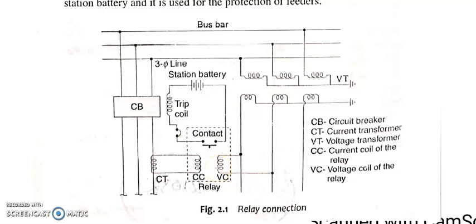Okay, this is the typical working of any basic relay circuit, in two ways. One is with station battery and one without any station battery. In both ways your relay will operate.